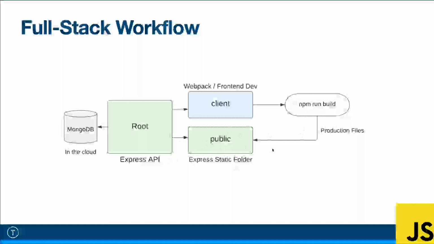All right. Now, while we're developing, we're going to use the Webpack dev server, which runs on localhost 3000. And we're going to have our API running on localhost 5000. But once we're ready to deploy, you run npm run build, your production files go into public, and then your public is loaded on 5000 with the API. Okay, so these are just development files for the front end. This stuff here is what actually gets deployed.